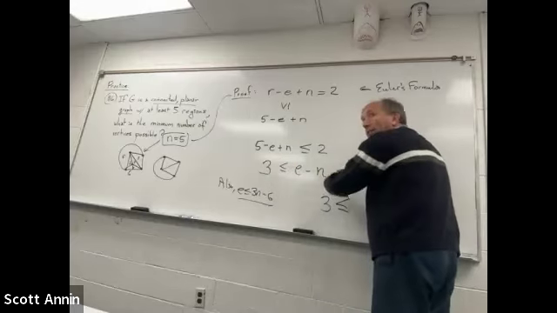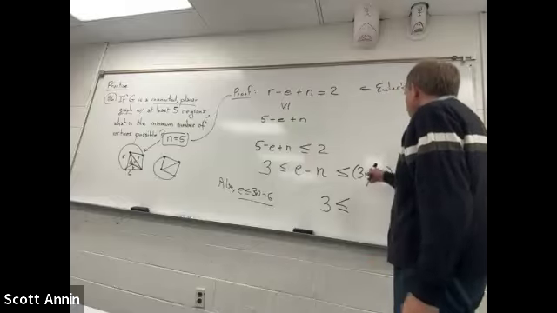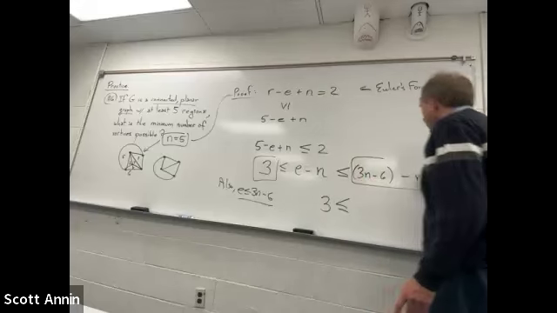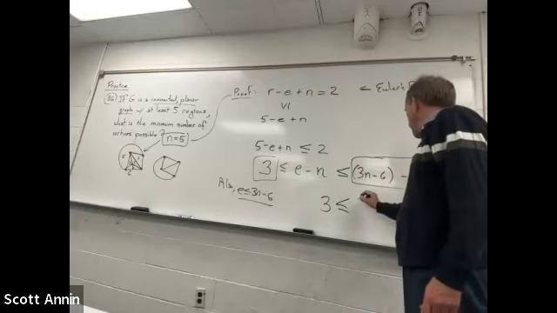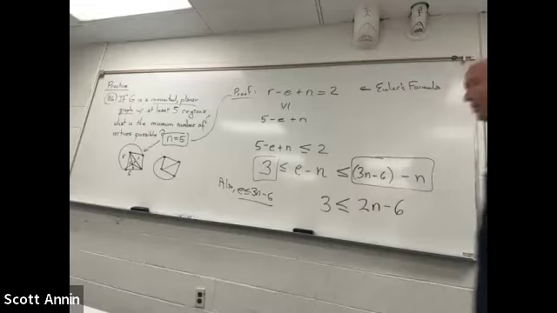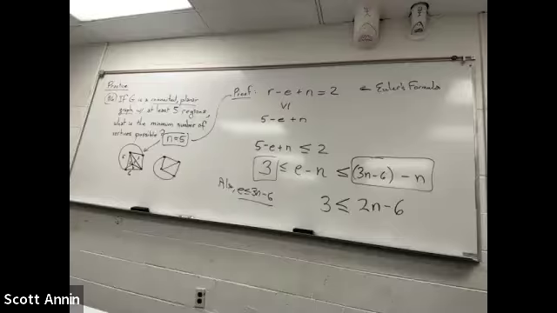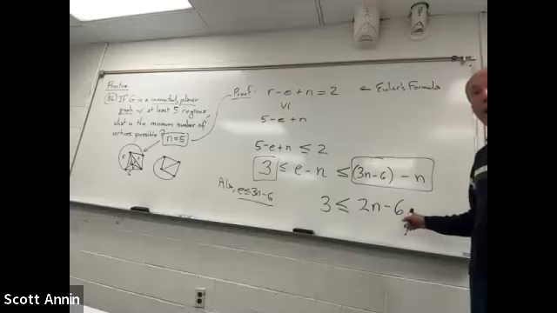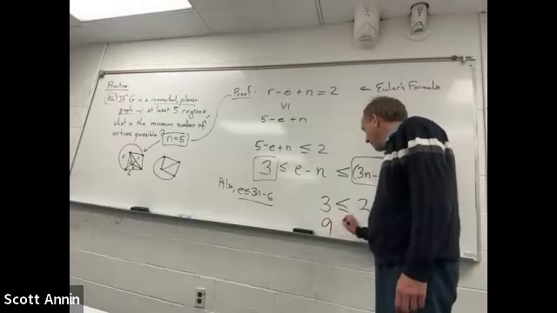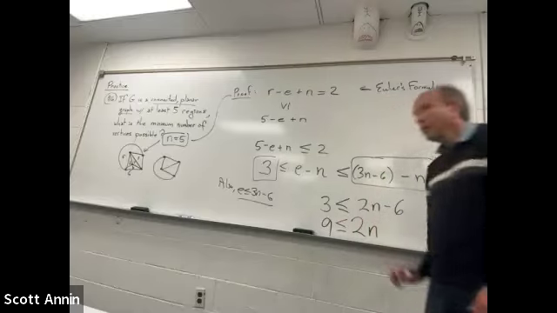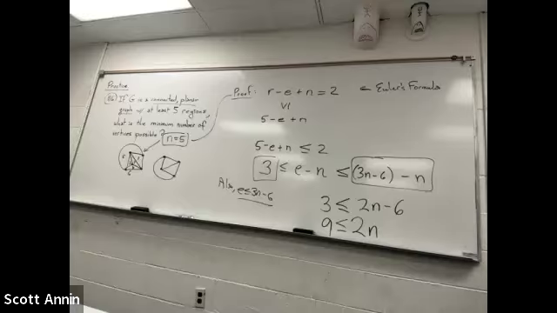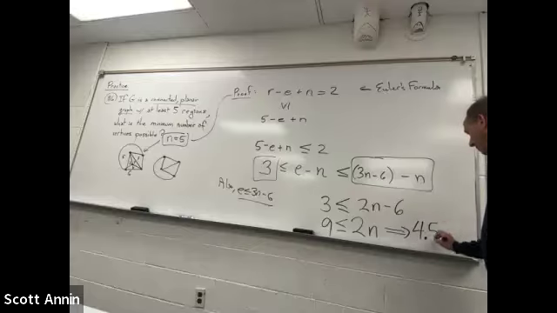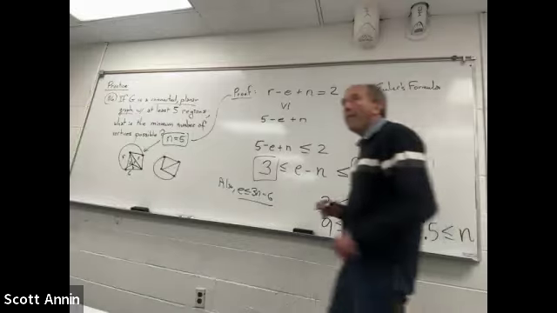Let me use the transitive property. The 3 on the far left is going to be less than or equal to whatever this is over here, and this thing can be written as 2n minus 6, because I got 3n minus n, 2n minus 6. If I add the 6 back to the other side, 9 is less than or equal to 2n. And now, if you solve for n, n is greater than or equal to 4.5.